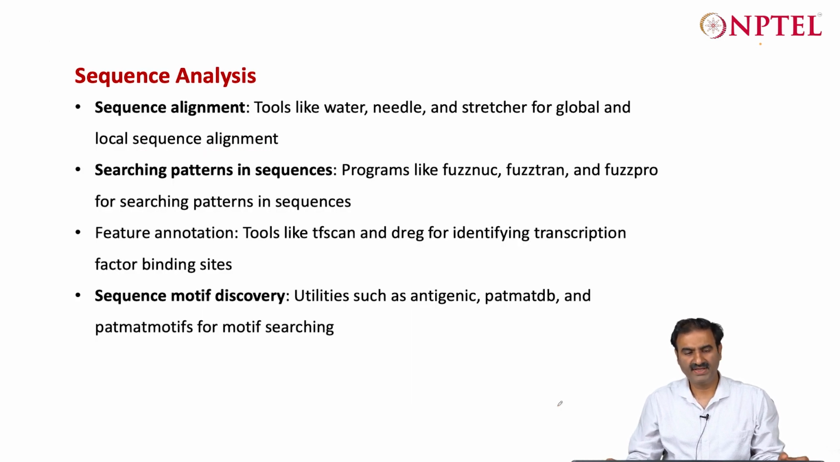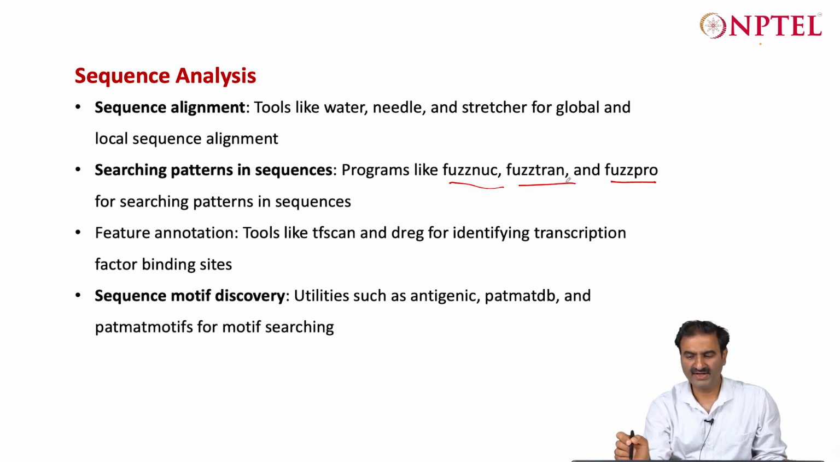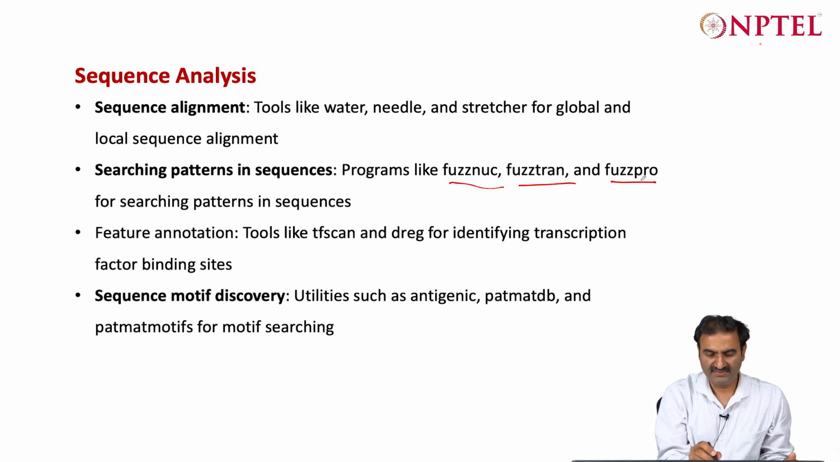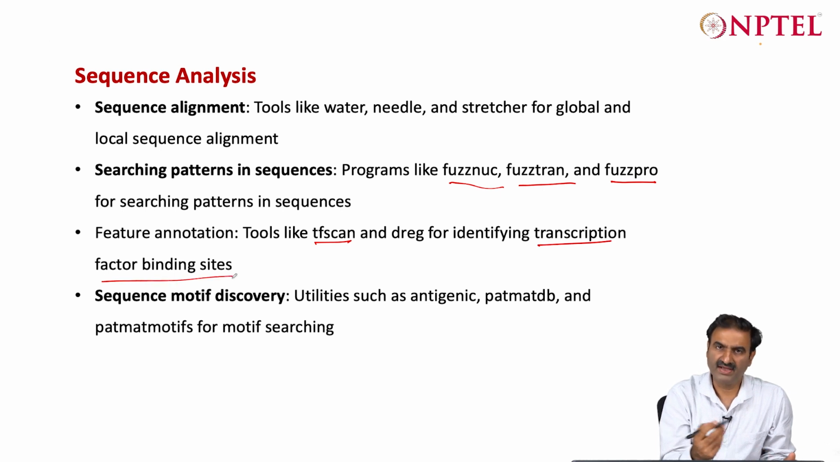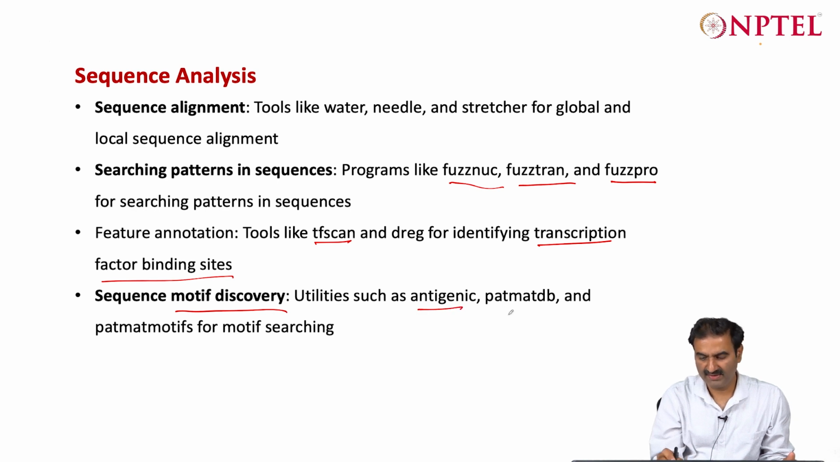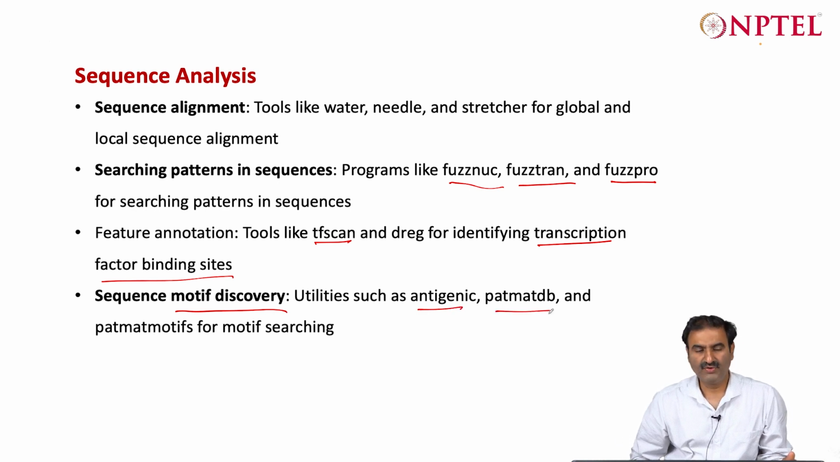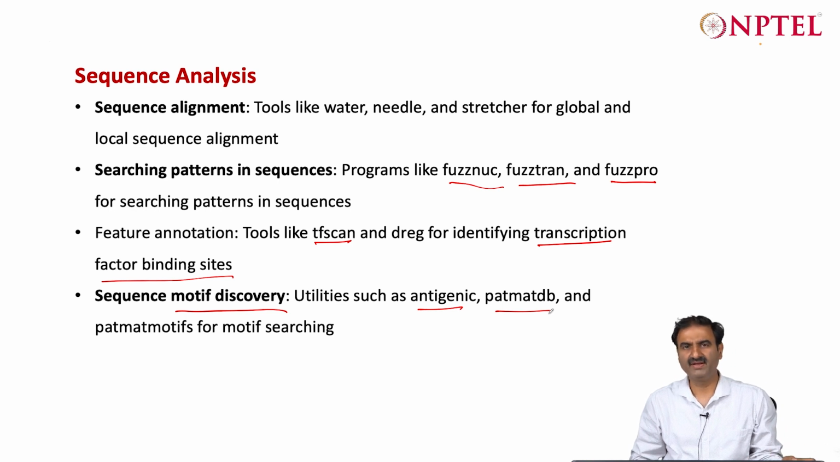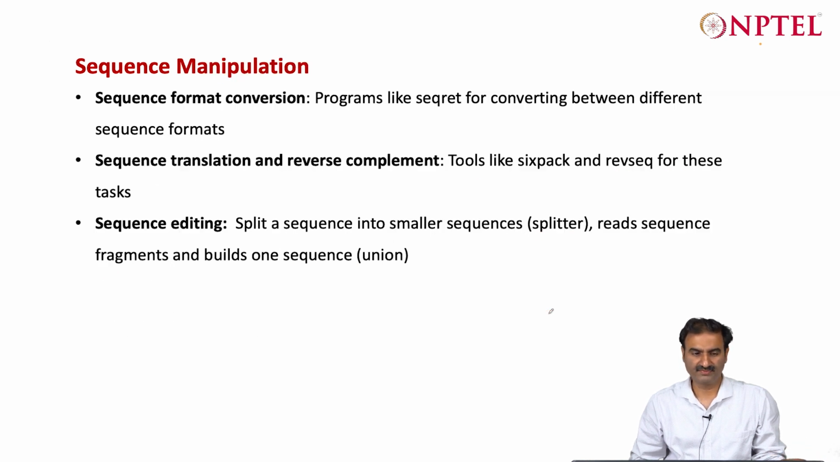Then there are several good tools like water, needle, stretcher for global and local alignment, and fuzznuc, fuzzpro to know patterns in a protein, nucleotide, translate and so on. Annotations like TFscan, identifying the transcription factor binding sites in a given sequence. For motif discovery, programs like antigenic or emotif, patmatdb. I have just written a few of those, but if you search the EMBOSS directory, you will find so many programs that could be of use to you.